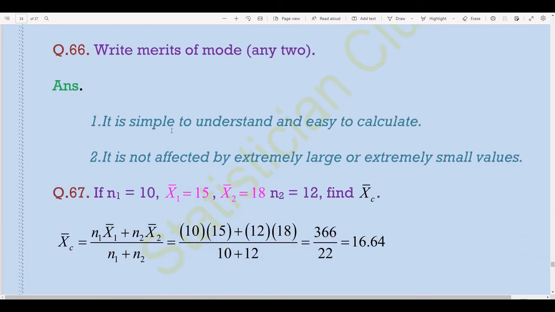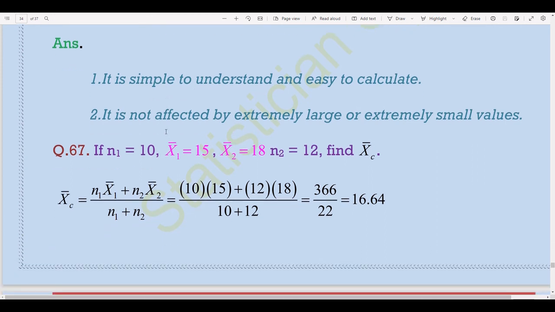Any two merits of mode. Number 1, it is simple to understand and easy to calculate. It is not affected by extreme large and small observations. It is simple to understand because the most frequent value, the value which appears most frequently, is the mode. If two values appear the same number of times, most frequently, then this data set has two modes. Number 2, it is not affected by extremely large or small observations because the mode is not based on all of our data set. It is based on the most frequent value. So it is not affected by extremely large or small observations.